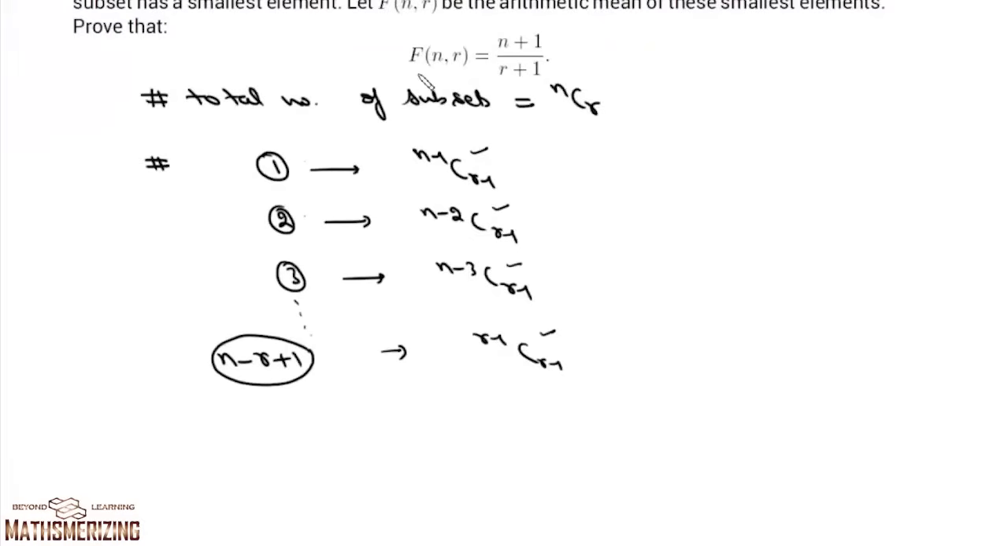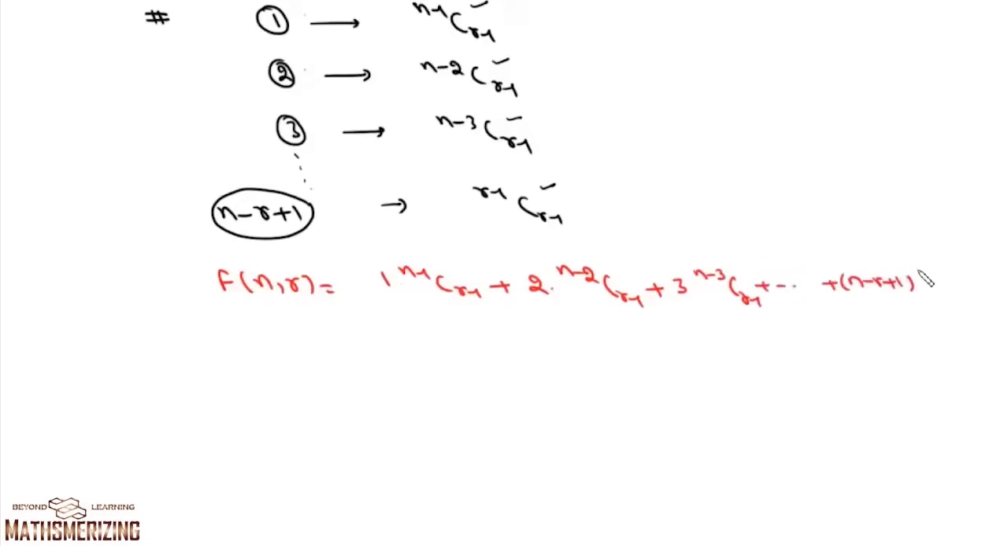If we find the arithmetic mean and write it as F(n,R), then F(n,R) simply will be 1 plus 1 plus 1, n minus 1 C R minus 1 times, so it will be 1 into n minus 1 C R minus 1 plus 2 into n minus 2 C R minus 1, 3 into n minus 3 C R minus 1, up to n minus R plus 1 into R minus 1 C R minus 1, upon the total number of elements, which is nCR.